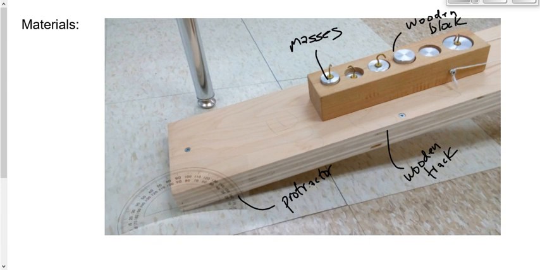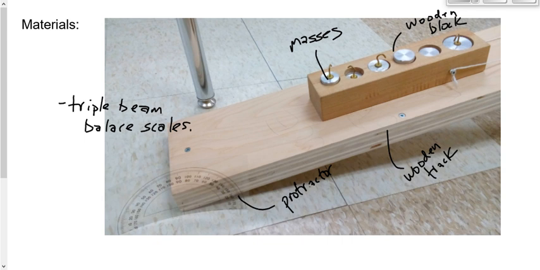Now, there's one more thing that's not on there that you're going to need. If you've got a wooden block and you've got masses in that wooden block, then odds are you need the mass. You need how heavy it is. So we're going to use a triple beam balance scale to find the mass of this block and the masses inside the block.